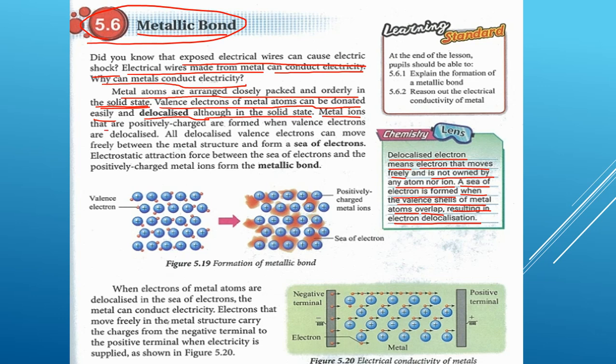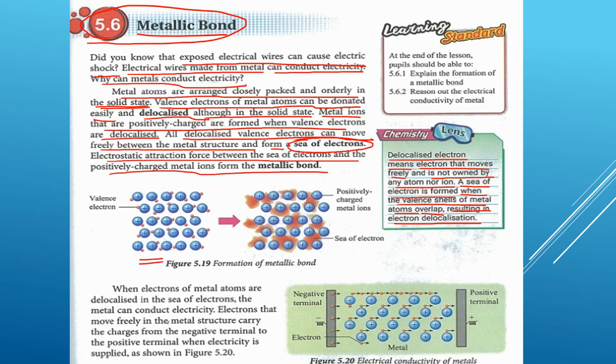Metal ions that are positively charged are formed when valence electrons are delocalized. And all delocalized valence electrons can move freely in the metal structure and form a sea of electrons. Electrostatic attraction force between the sea of electrons and the positively charged metal ions forms the metallic bond.